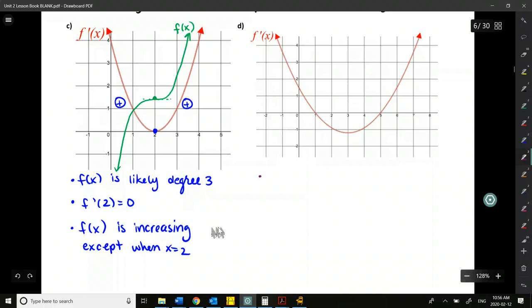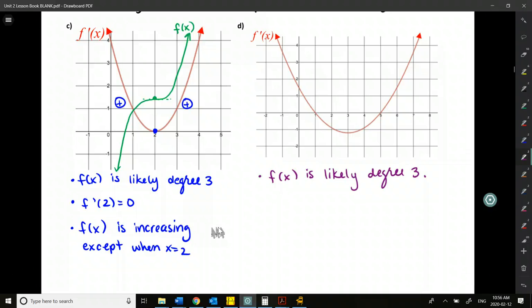Okay, and then for the next one, I think we could again say that f at x is likely a degree 3. Pretty sure that's a quadratic, right? Or we at least know that it's an odd degree. What do these values tell us right here? 1 and 5. Local min and max. Which one's local min, which one's local max? 5 is the minimum and 1 is the max.